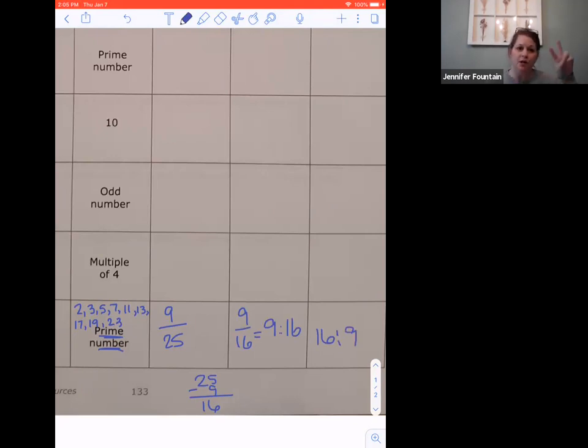Is everybody good with knowing that odds in favor and odds against are opposite? So I just flip them, okay? So it's odds in favor. If it's 9 to 16, then odds against will be 16 to 9. So when I look at that, do I have a better chance of getting a prime number or not?